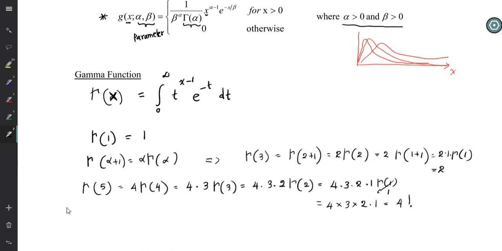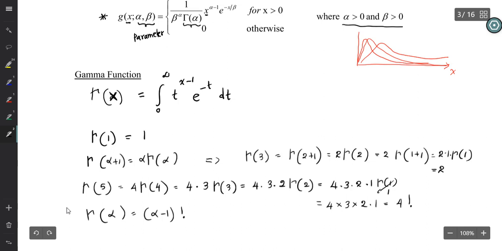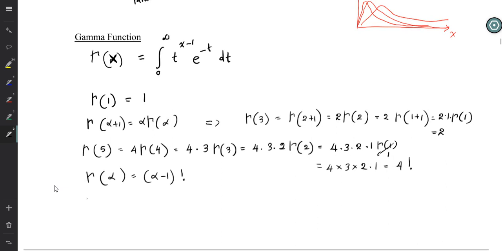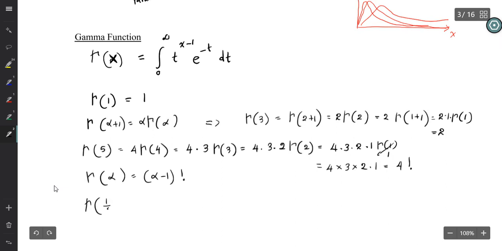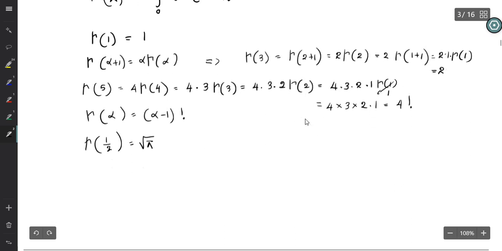So what does that mean? In general, you can say that gamma at alpha is alpha minus 1 factorial. See, always one value decrease. Gamma 5 is 4 factorial. Gamma 10 will be 9 factorial. Gamma 20 will be 19 factorial, and so on. In addition to that, you can show that gamma at 1/2 or 0.5 is square root of pi. Okay, so these are some nice properties of the gamma function. These are some extra information you need, right?